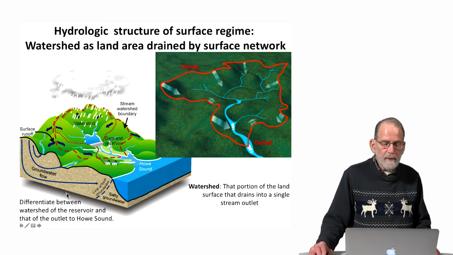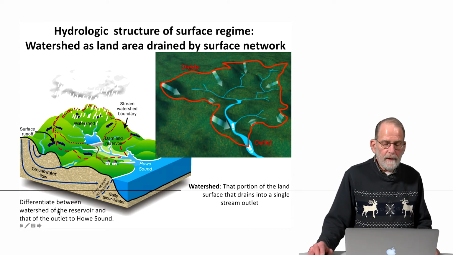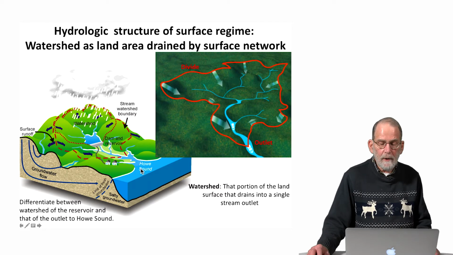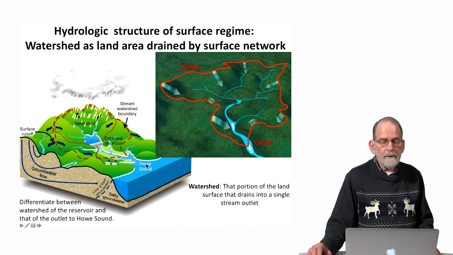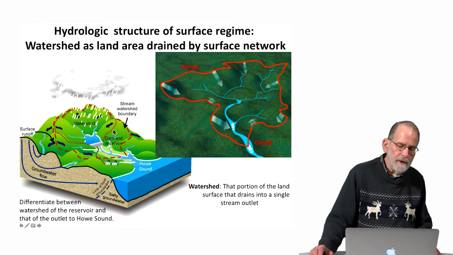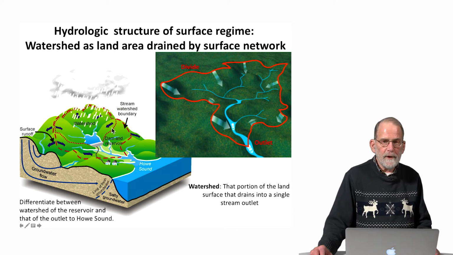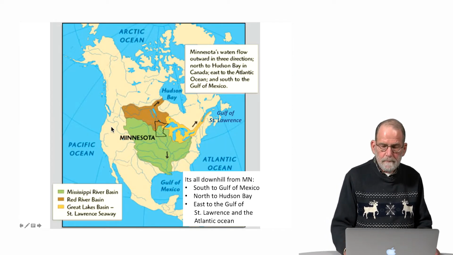and we can differentiate between the watershed of the reservoir and that of the outlet to Howe Sound. This is Howe Sound. This is the outlet to Howe Sound. We can talk about the watershed of this particular outlet, consisting of everything inside of the dashed line. And everything inside of the dashed line then is going to be contributing surface runoff that will eventually wind up in Howe Sound. So we can differentiate watersheds within watersheds. We call one of them a subwatershed of the larger watershed.